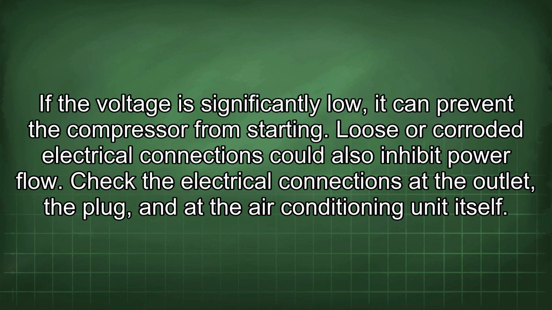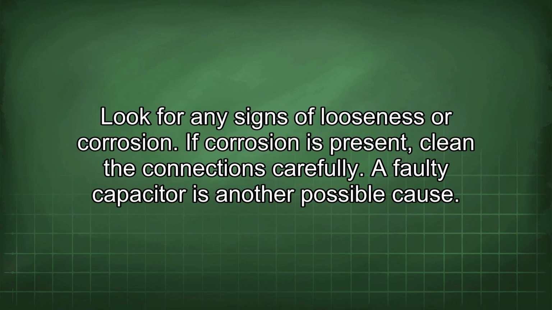Loose or corroded electrical connections could also inhibit power flow. Check the electrical connections at the outlet, the plug, and at the air conditioning unit itself. Look for any signs of looseness or corrosion. If corrosion is present, clean the connections carefully.